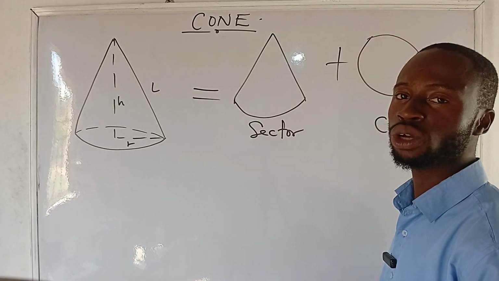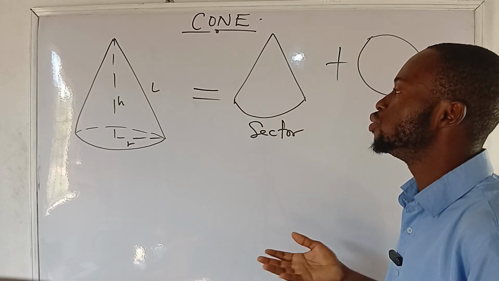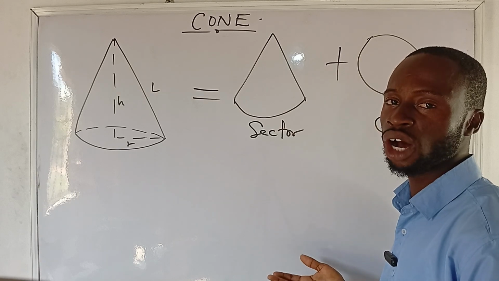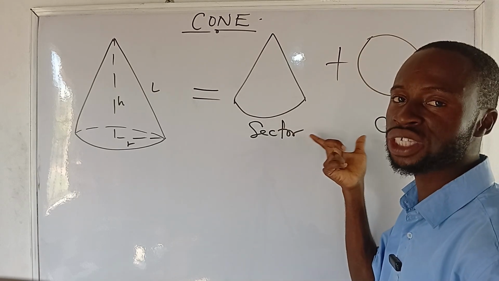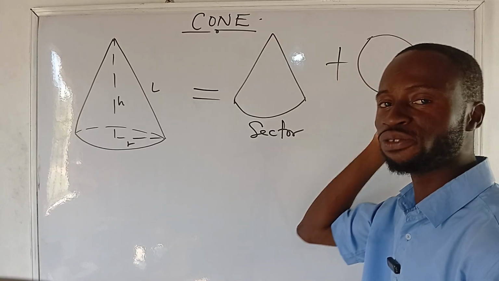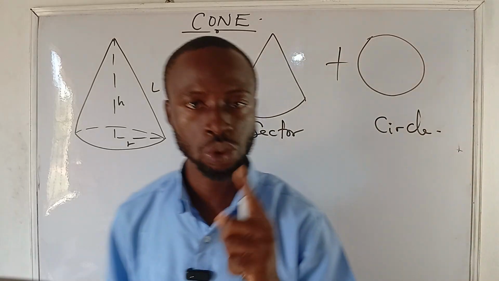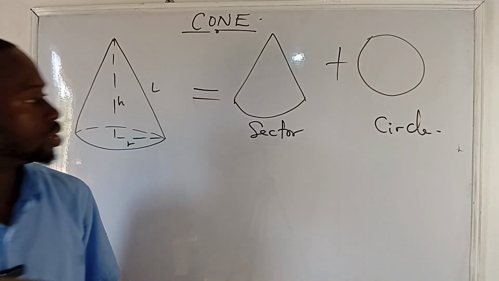Now, we need to find what the area of the sector is. Maybe we can find the curved surface area of a cone, and after we are done with that, we go into finding the total surface area by adding the area of a circle. So, how do we achieve that?